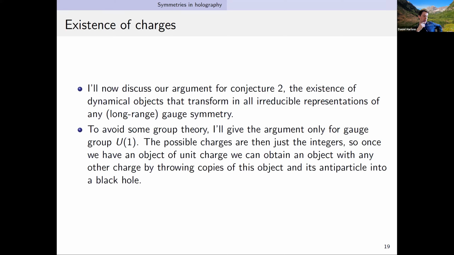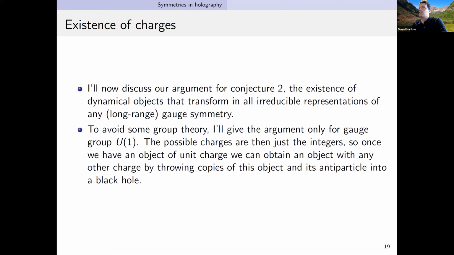Now, we did the proof for a general gauge group, but there's some annoying group theory, which I guess most of you don't want to hear about. If any of you really love group theory, you can ask me after the talk. So to avoid the group theory, I'm just going to give the argument assuming the gauge group is U(1). U(1) is the group that hopefully we're all happy with.